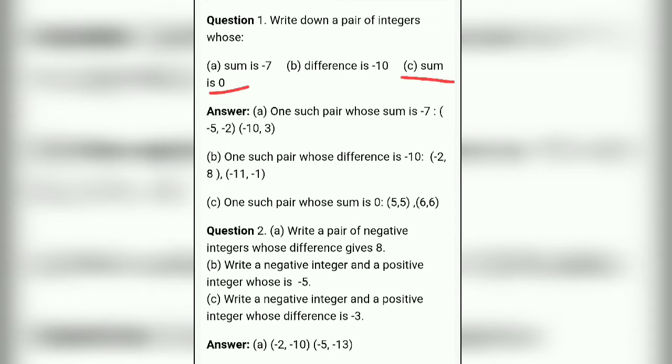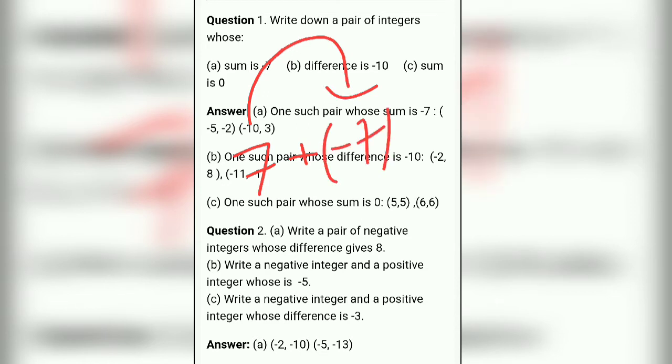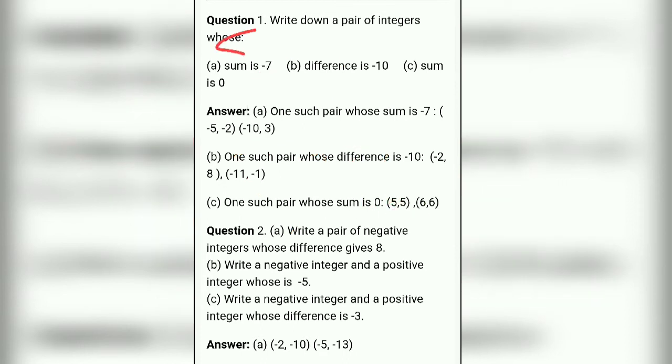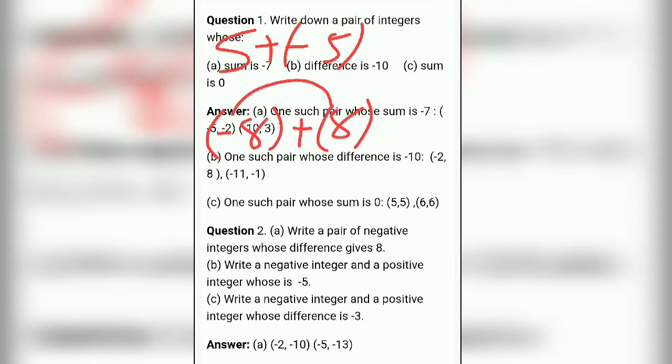Now the third question: the sum is 0. If we take any number, that means 7, then for the second number we need to take its additive inverse. Additive inverse means what? Opposite sign. If this 7 has a plus sign, we need to take minus 7 here. Then we get the sum as 0, because 7 minus 7 is 0. If you take 5, then I need to take minus 5. If you take minus 8, then I need to take plus 8. That means the opposite sign only.